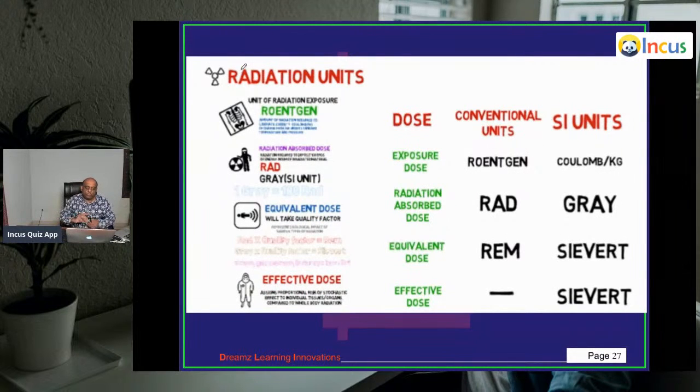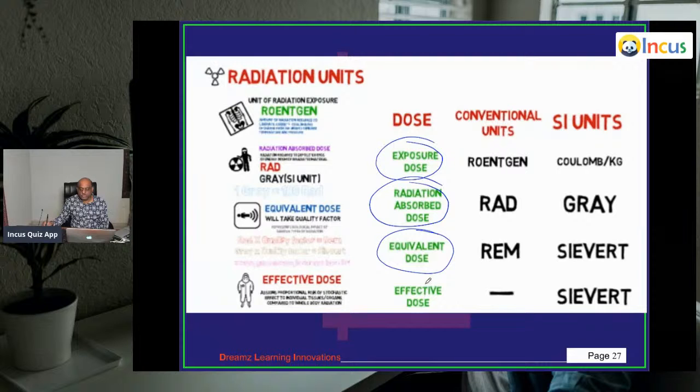So you should know what are the various units of radiation. This is a very important question. One is exposure dose, radiation absorbed dose, equivalent dose, and effective dose. That's how you divide. Roentgen and coulombs per kg, they are about exposure dose. Roentgen is a conventional unit, SI unit is coulombs per kg.